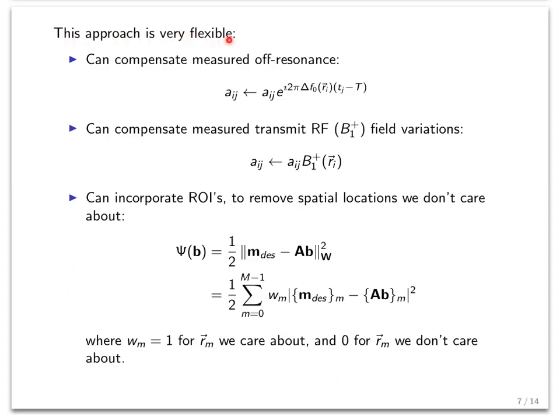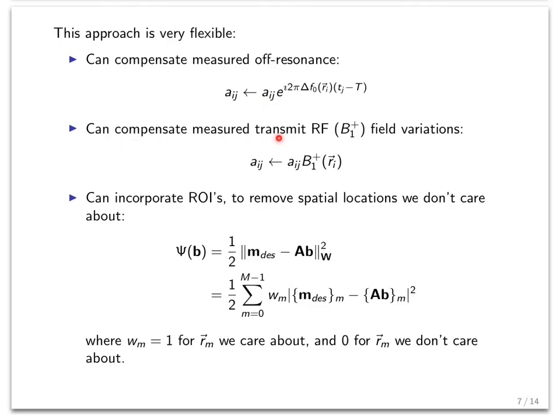Now, it turns out that this approach is extremely flexible in that we can compensate all kinds of deleterious effects on our RF pulses. So, for example, we can compensate measured off-resonance by modifying the elements of the A matrix to include the off-resonance term that we looked at before in the small tip equation. Right? So you basically also sample your field map. If you acquire a field map, then you sample it at the locations r sub i, and then you also sample time at the time points of each RF pulse sample, and then you evaluate this kernel and multiply it by the elements of your system matrix, and we'll see that in this spiral example that we'll do at the end of this lecture.